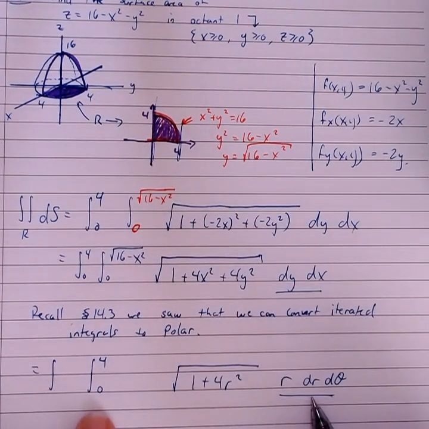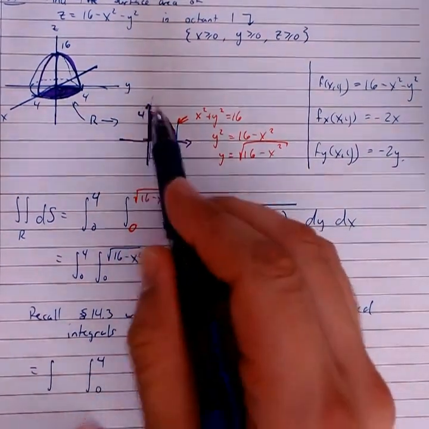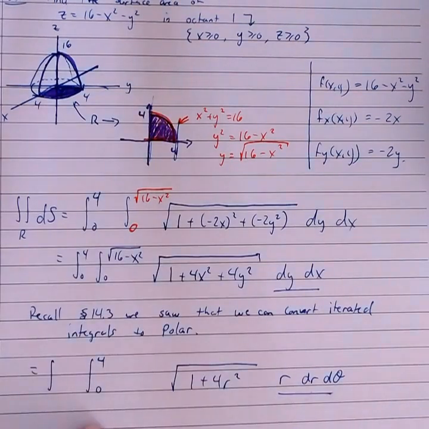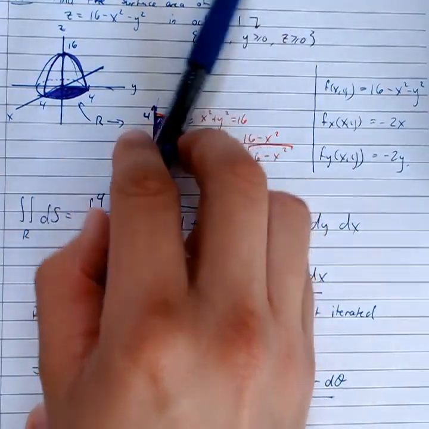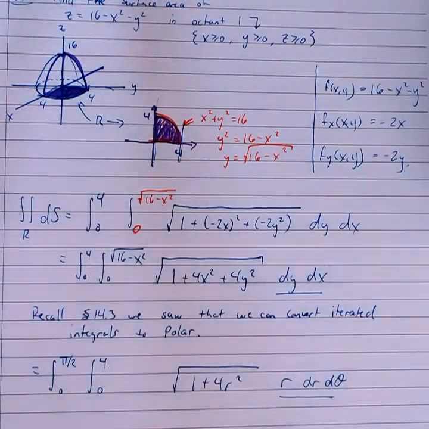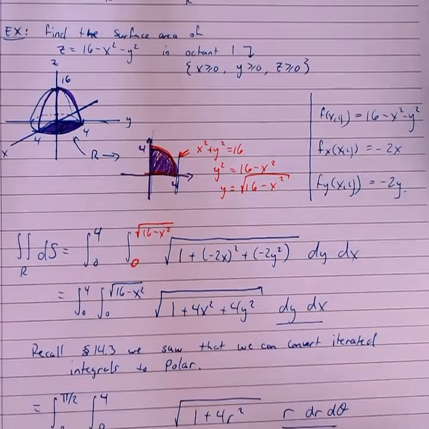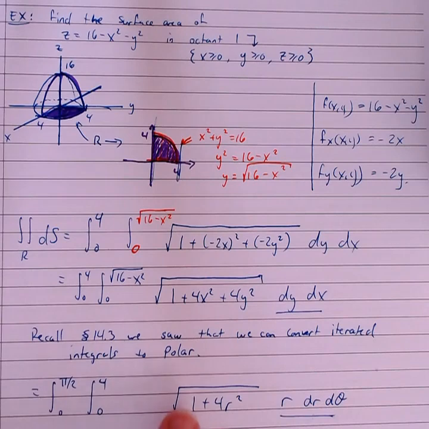R is just from 0, because you're at the pole, out to 4, because you're at the outer circle of radius 4. The angle theta is 0 to pi over 2. Just think about the unit circle. And that is significantly nicer than what we had before. So when you set these problems up, many of them will be doable in rectangular, but a few of them will be simpler if you convert into polar first.